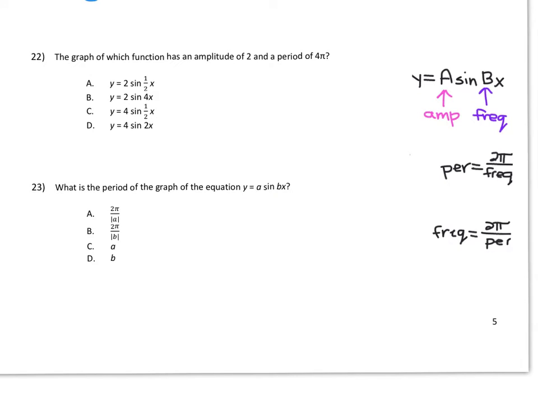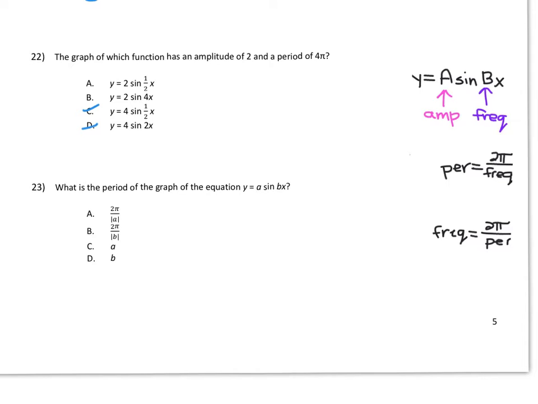Okay, in 22, they want us to figure out which one has an amplitude of 2. So first of all, A and B have amplitudes of 2. C and D don't. They have amplitudes of 4, right? The amplitude is what comes in front of the word sine or cosine. So I'm going to cross off letters C and D. Okay, and then it says a period of 4 pi. Technically you can use either one of these two formulas, but I'm going to use the bottom one. If they tell us the period, I might as well just plug that in where it says period.